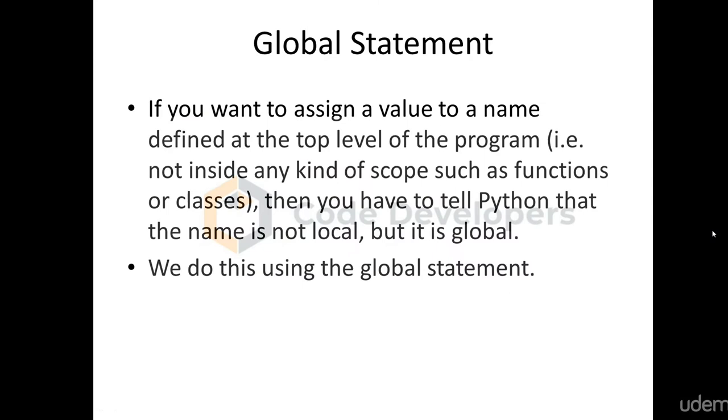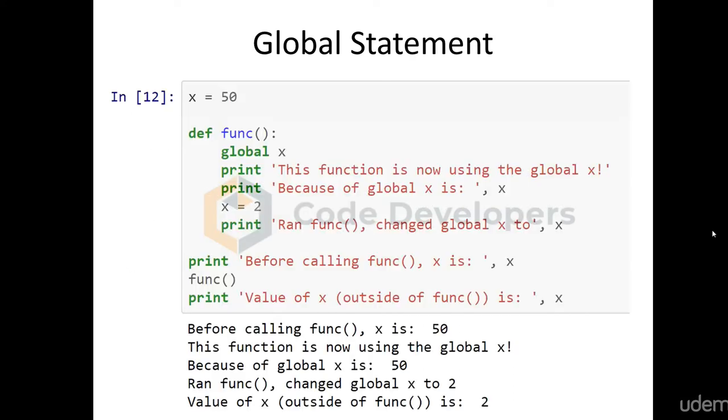Now what if we wanted to change that on a global level? If you want to assign a value to a name defined at the top level of the program, not inside any kind of scope such as functions or classes, which we'll learn about later, then you have to tell Python that the name is not local but global. And we do this using the global statement. So let's see what that looks like.